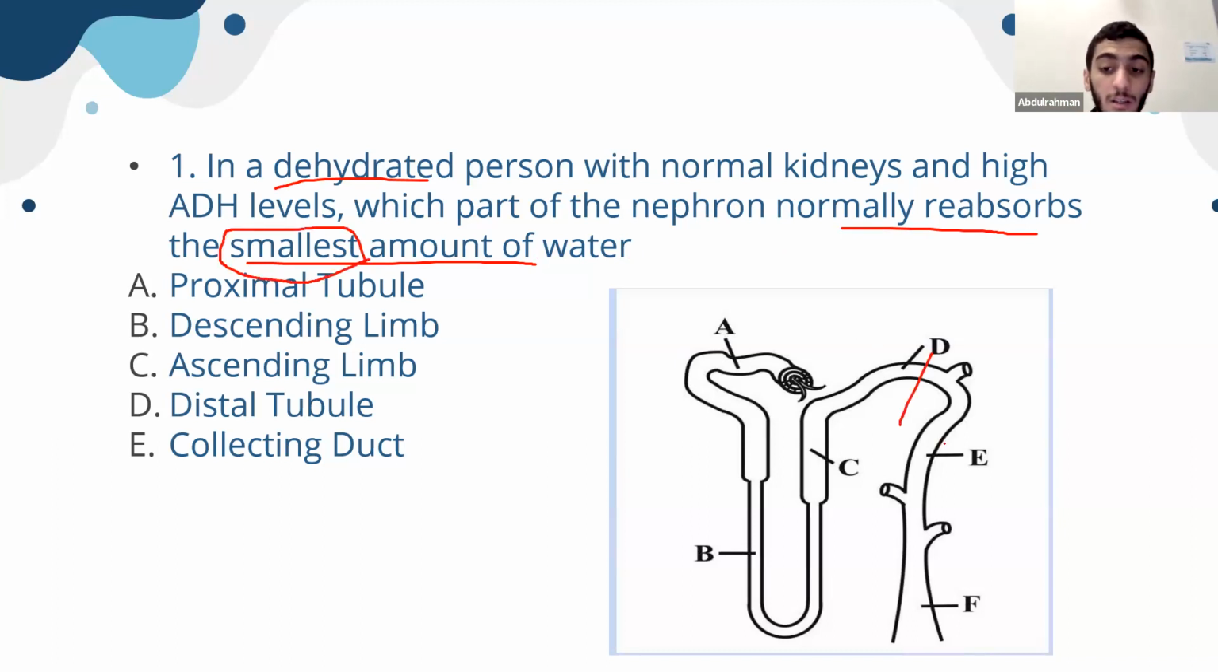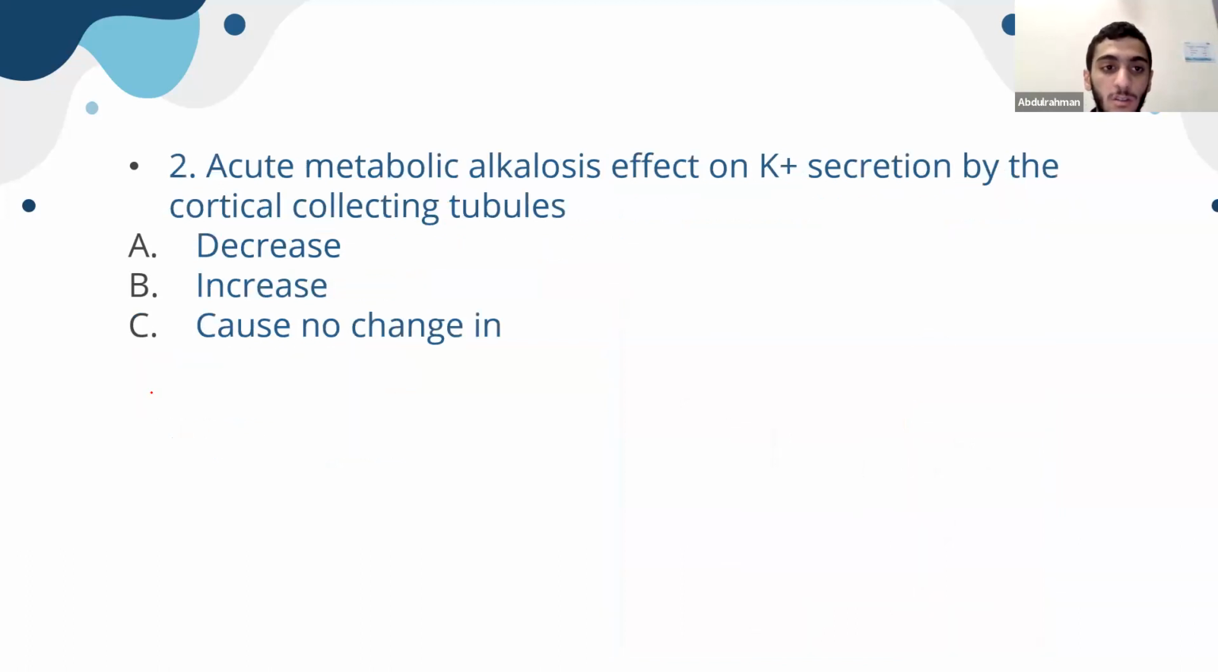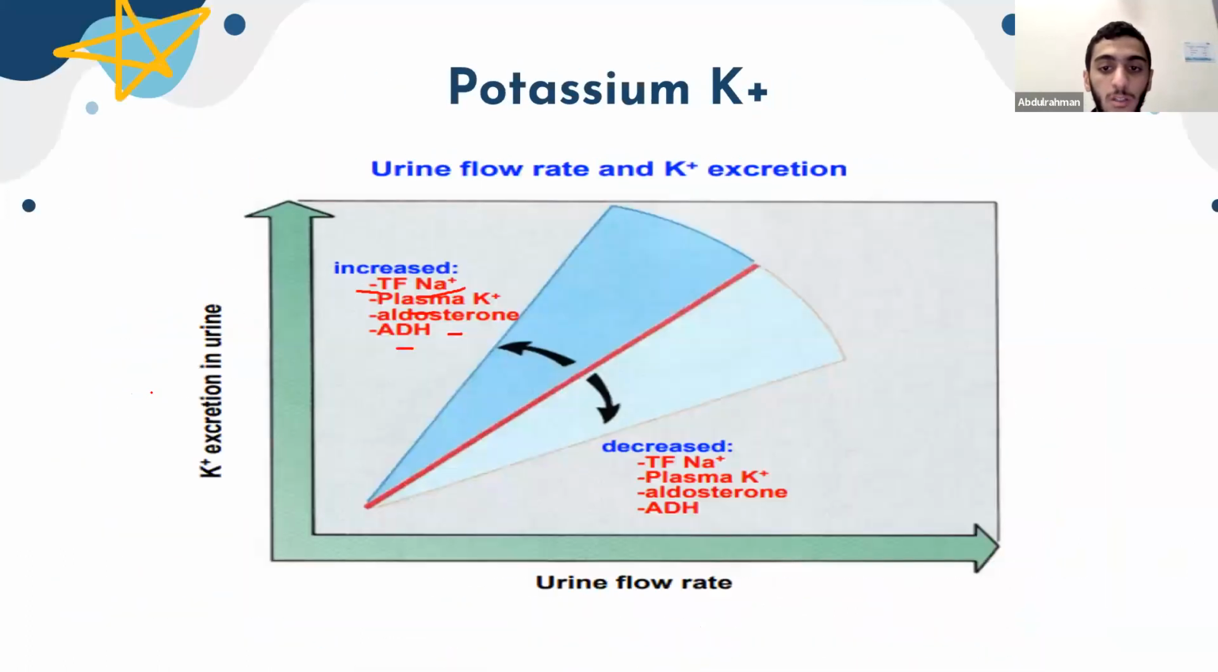D and E are the late distal tubule and the collecting duct. These areas have some water reabsorption. But C is the thick ascending limb. Ascending limb, we said, is only for sodium chloride. That's why it's C. Let me go back to the part here.